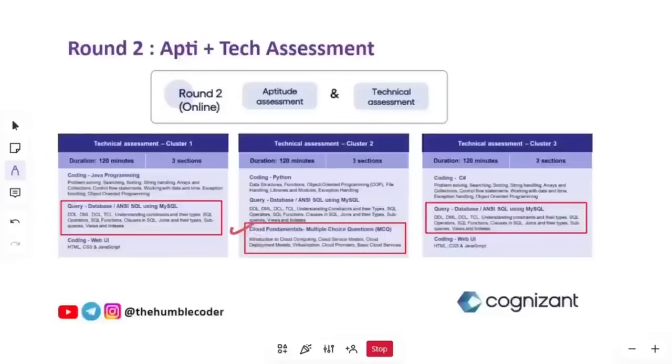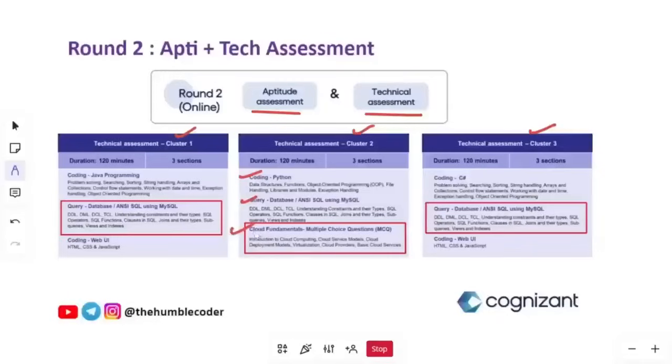So in this syllabus, if you see this part, I was telling you, right, in Cognizant round 2, basically there are two things. First is aptitude assessment and the second is technical assessment. In technical assessment, we have three clusters, cluster 1, cluster 2 and cluster 3. If you opt for cluster 2, you will get coding, Python, query, database, ANSI, SQL and MySQL. For this also I have already uploaded the video. Make sure to check it if you haven't.